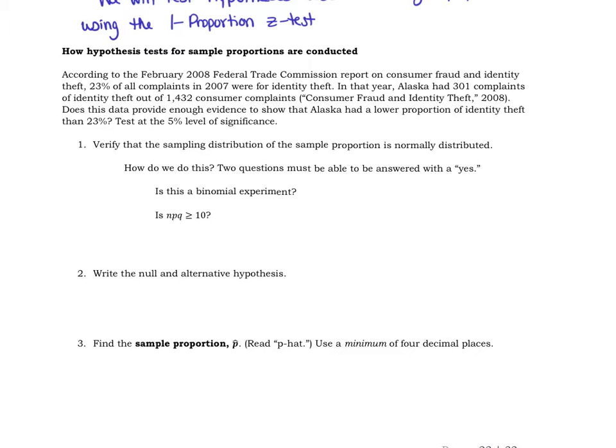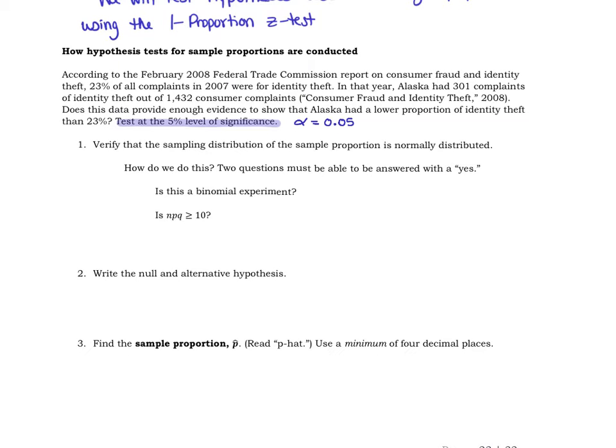And then it says, test at the 5% level of significance. So one of the things I want to point out is when it says test at the 5% level of significance, that means that we are using that alpha is 0.05. And I'll explain more what that means, but that's a notation that we introduced in that last section with the type 1 and type 2 errors, okay?